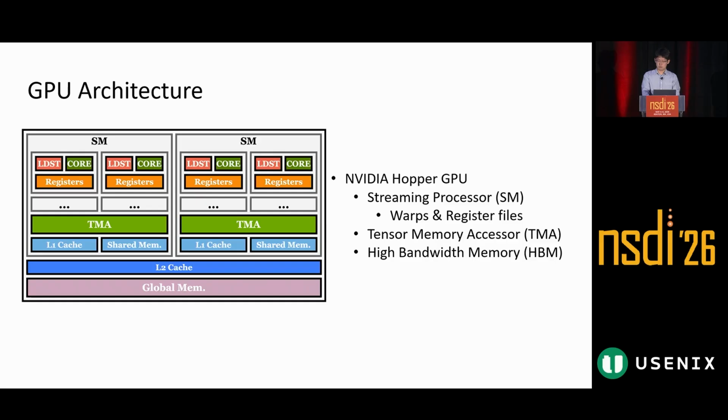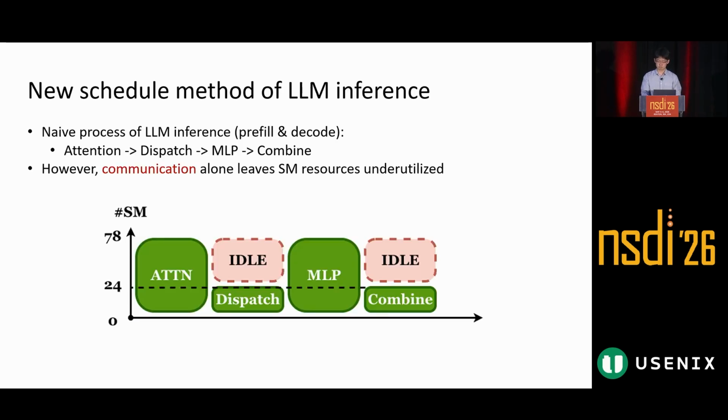Our target platform is the NVIDIA Hopper GPU. The important hardware components here are the Streaming Multiprocessors, or SMs, the register files, HBM, and especially the Tensor Memory Accelerator, or TMA. TMA is designed for asynchronous memory movement and becomes critical to our design.